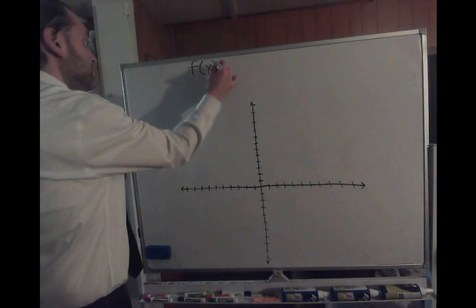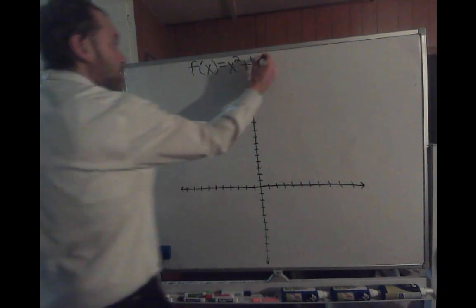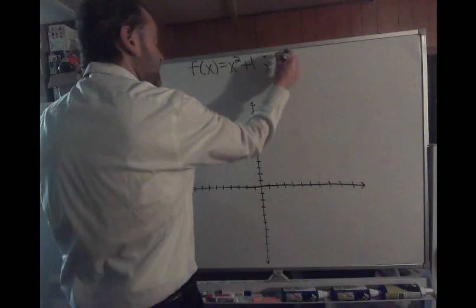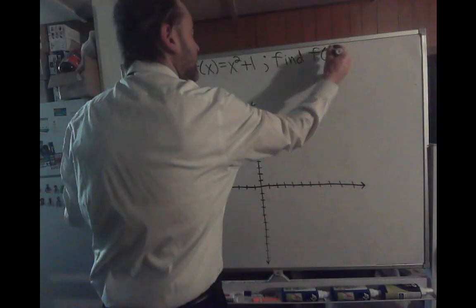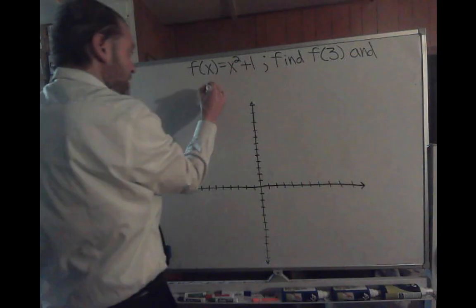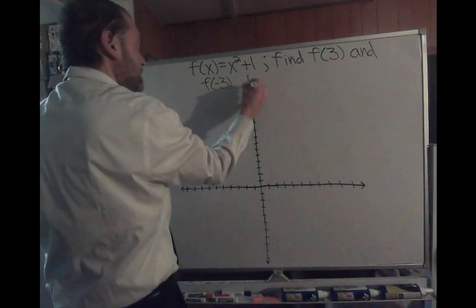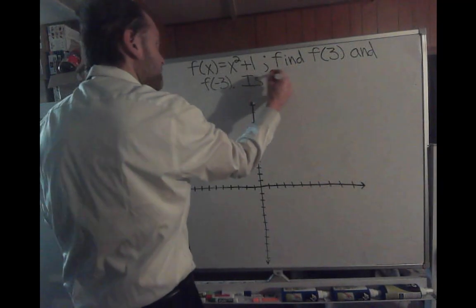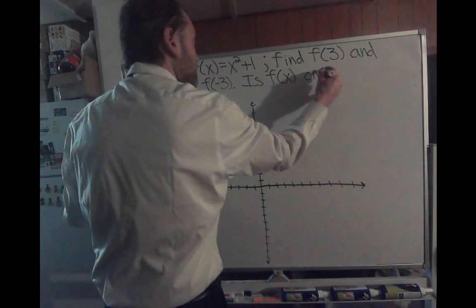F of x equals x squared plus 1. Find f of 3 and f of negative 3. Is f of x one-to-one?